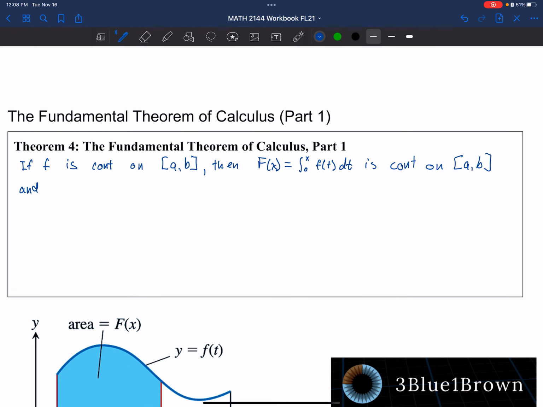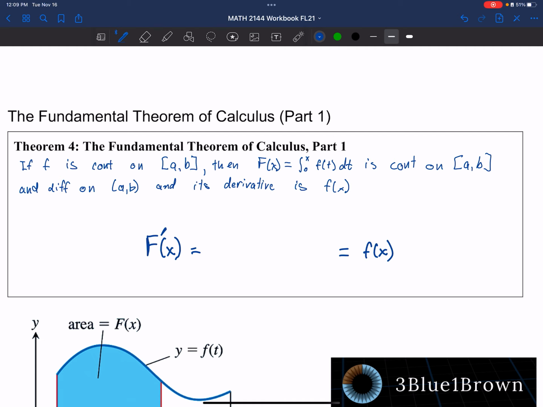And f is differentiable, and, hold on, f is continuous on a to b. Okay, and is differentiable on the open interval a to b, and its derivative is lowercase f of x. So let me go ahead and then write the equation. Capital F of x, and if you take its derivative, that would be the same thing as the lowercase f of x.